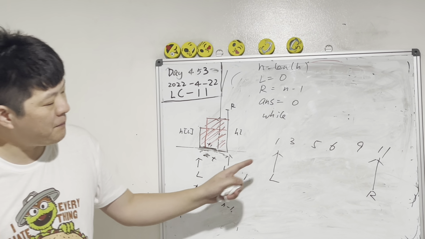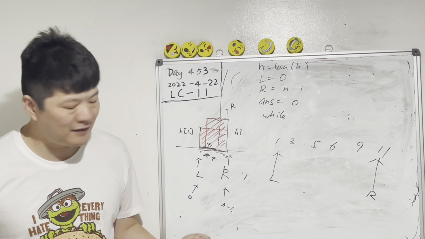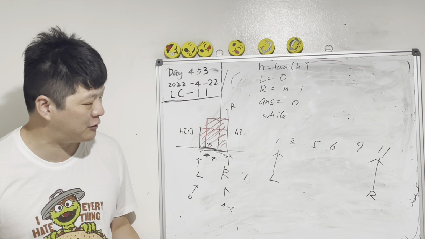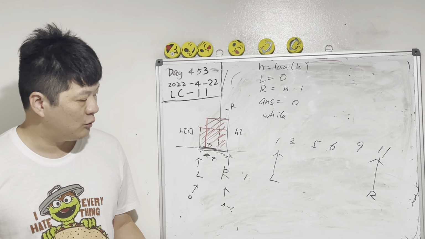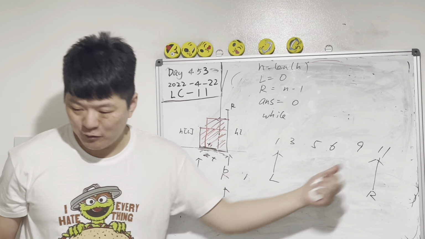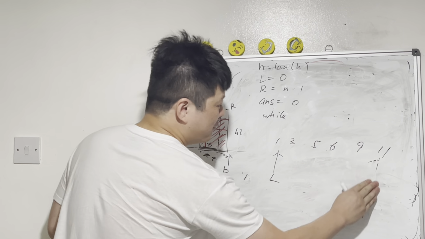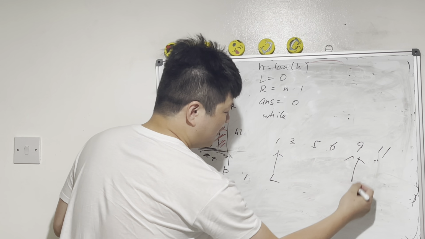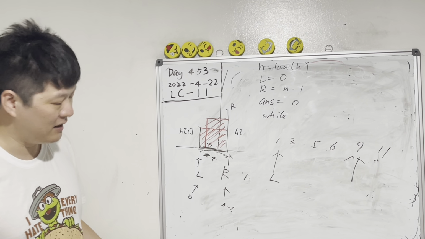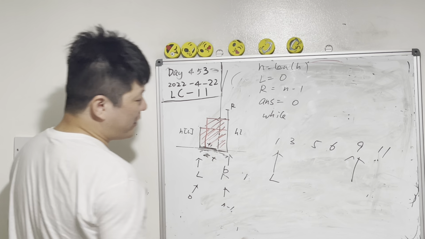1 plus 11 is 12, which is bigger than 10. So which side should I move? The bigger one, because the sum is too big, so I have to move R to the left. Exactly. Okay, this is probably not a good example.